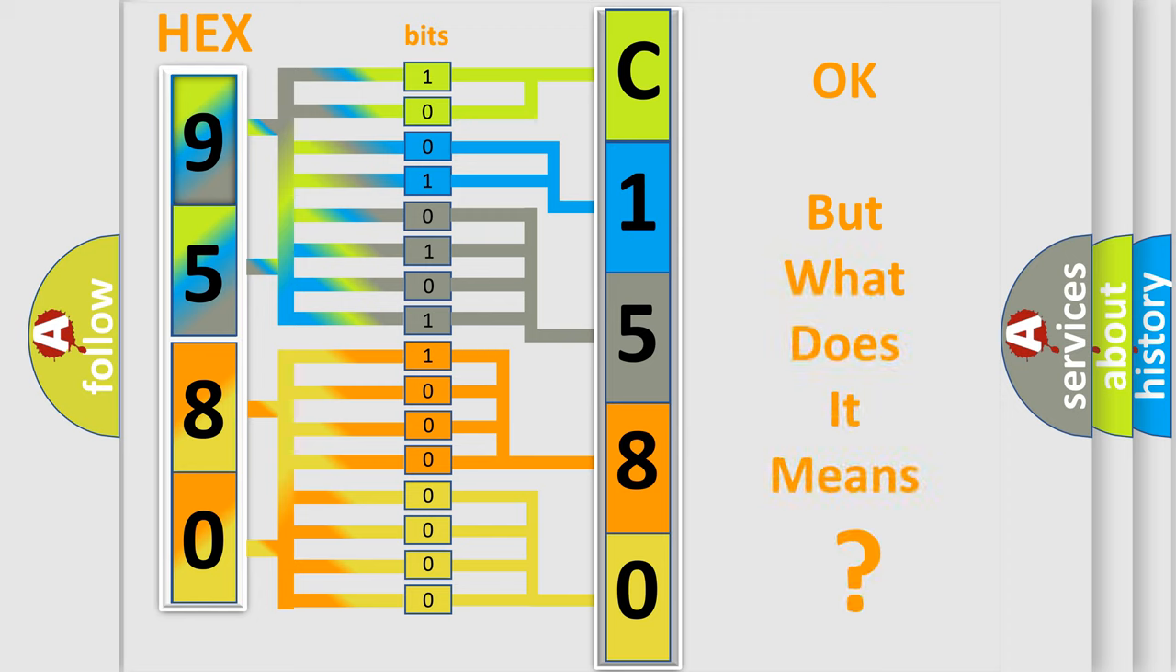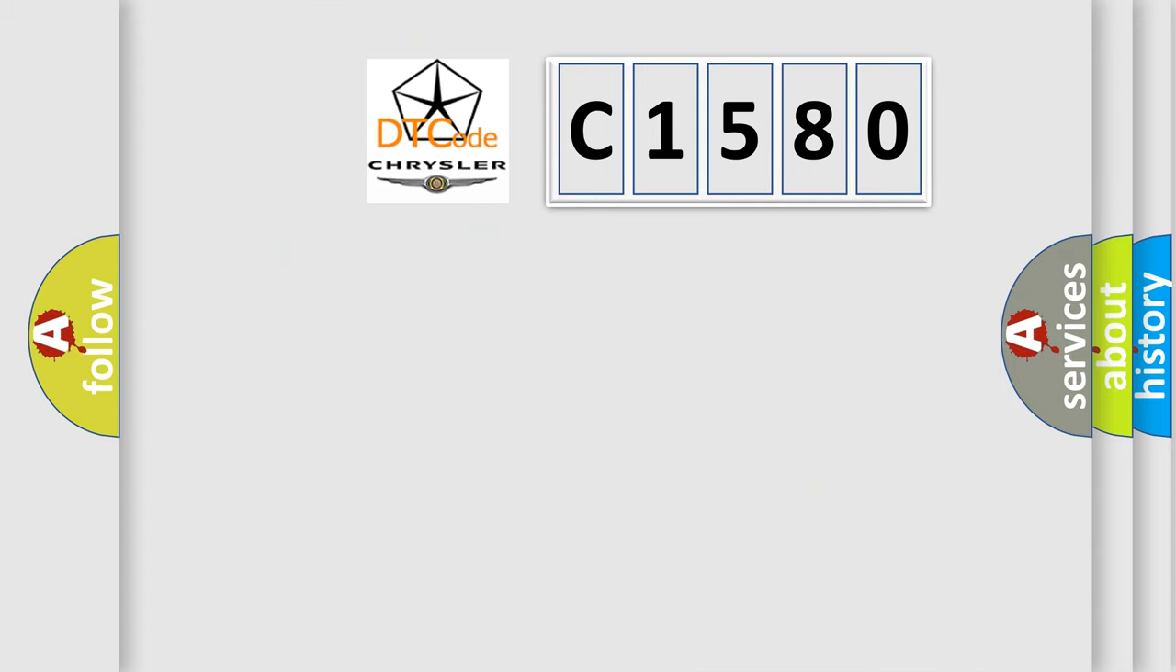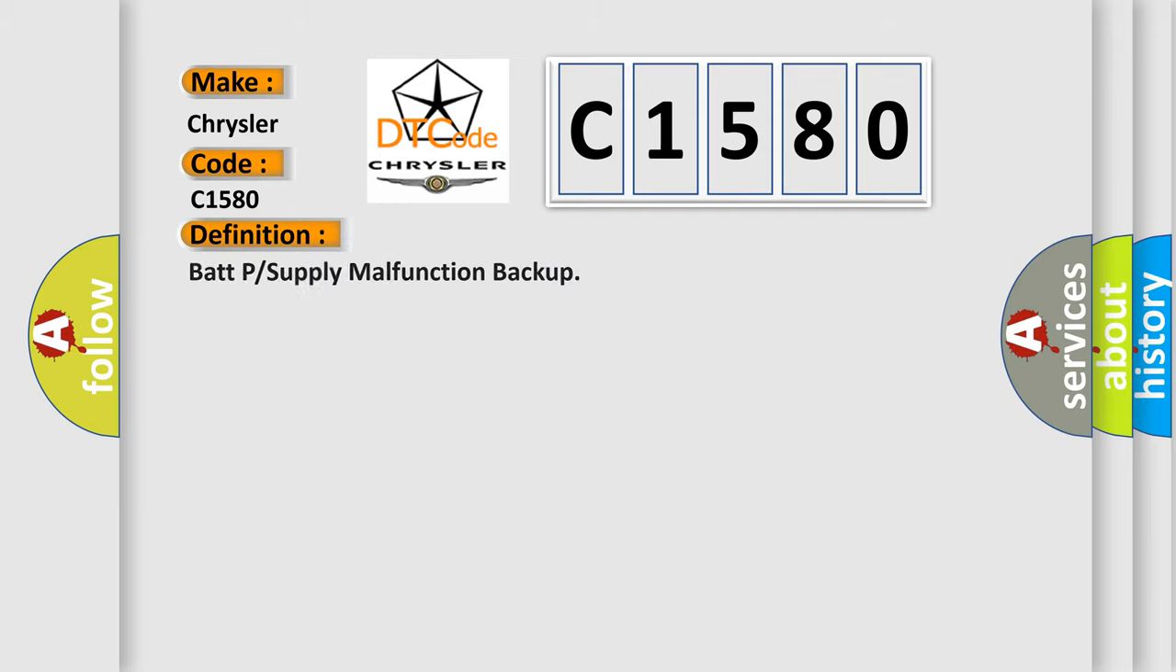The number itself does not make sense to us if we cannot assign information to what it actually expresses. So, what does the diagnostic trouble code C1580 interpret specifically for Chrysler car manufacturers? The basic definition is Battery or power supply malfunction, backup.